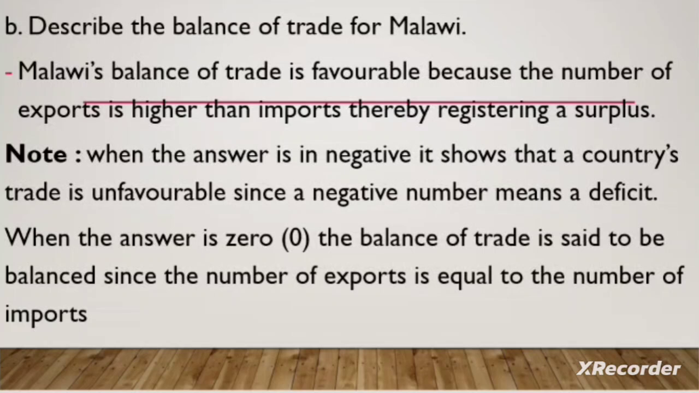Malawi's balance of trade is favorable because the number of exports is higher than imports, thereby registering a surplus. You have to note that when the answer is negative, it shows that a country's trade is unfavorable, since a negative number means a deficit. Deficit means a loss. When the answer is 0, the balance of trade is said to be balanced, since the number of exports is equal to the number of imports. So that's what happens when we are dealing with balance of trade.